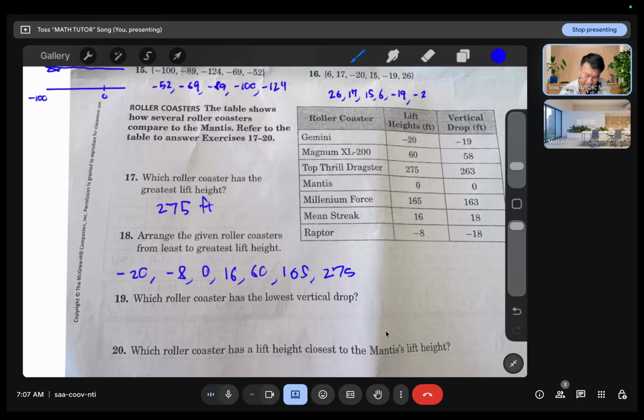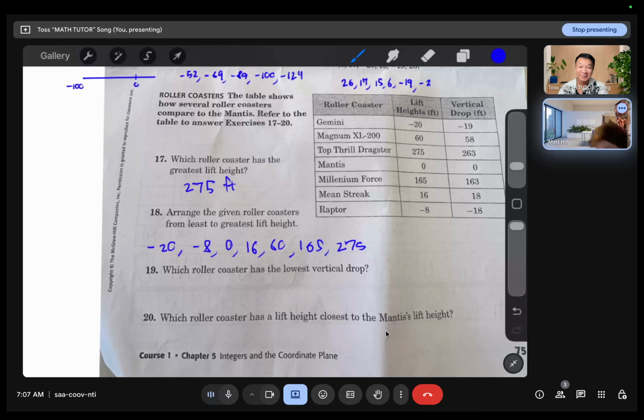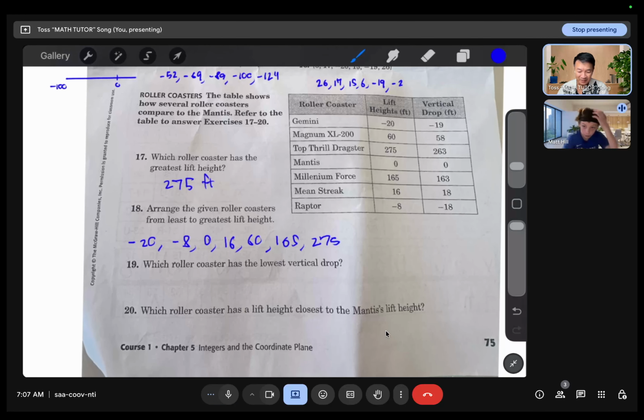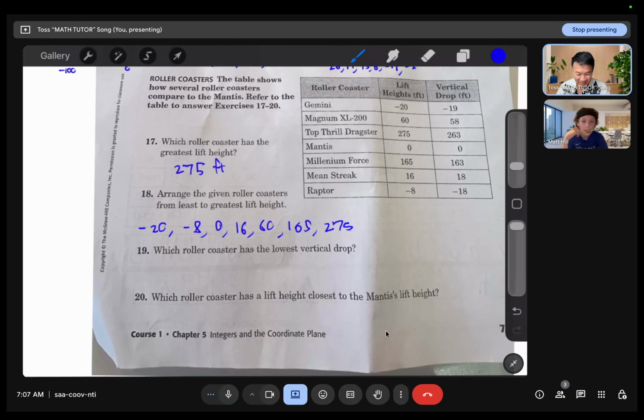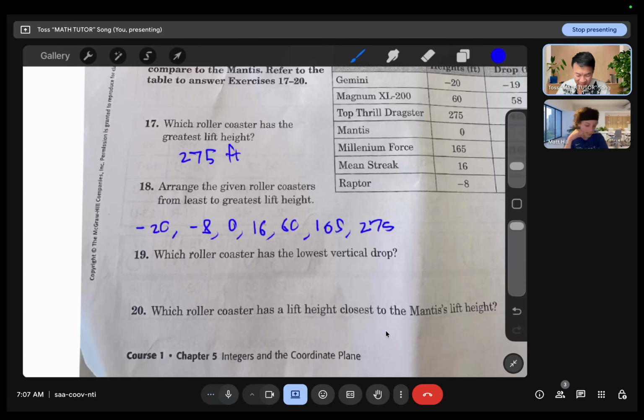Check out the names. These names are pretty awesome. Gemini, Magnum, Top Thrill Dragster, Mantis. I love these names, dude. Mean Streak, Raptor. Yeah. Are these made up or is this real? I'm so curious now. It might be from a particular. Yeah, I know. Man, these are such good names.